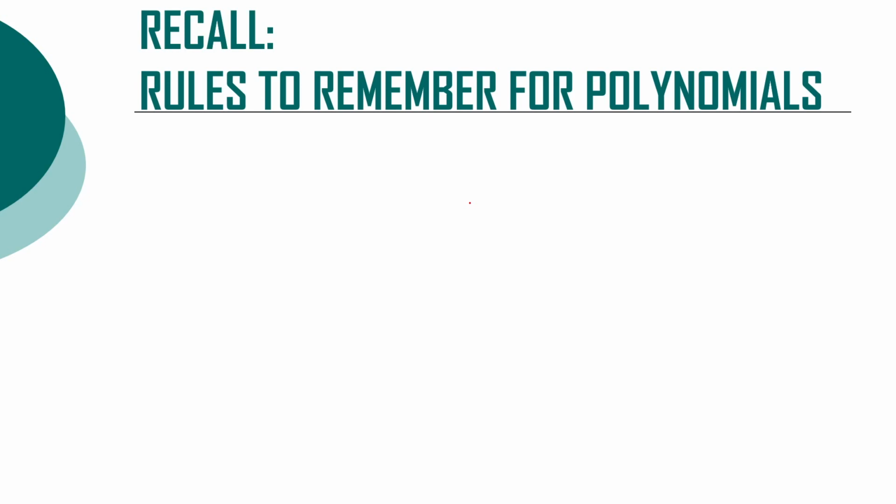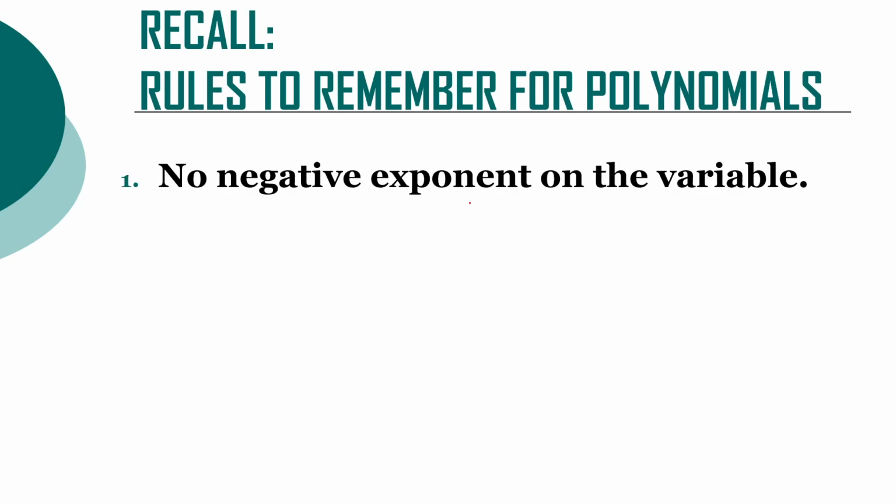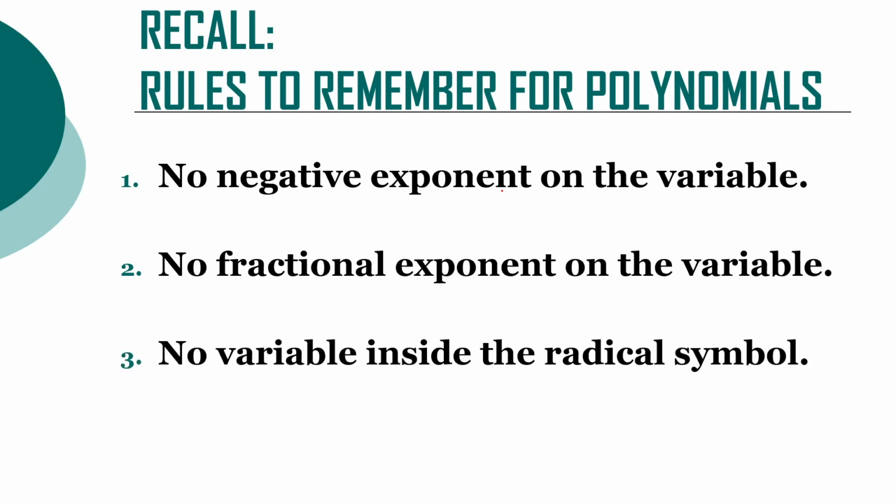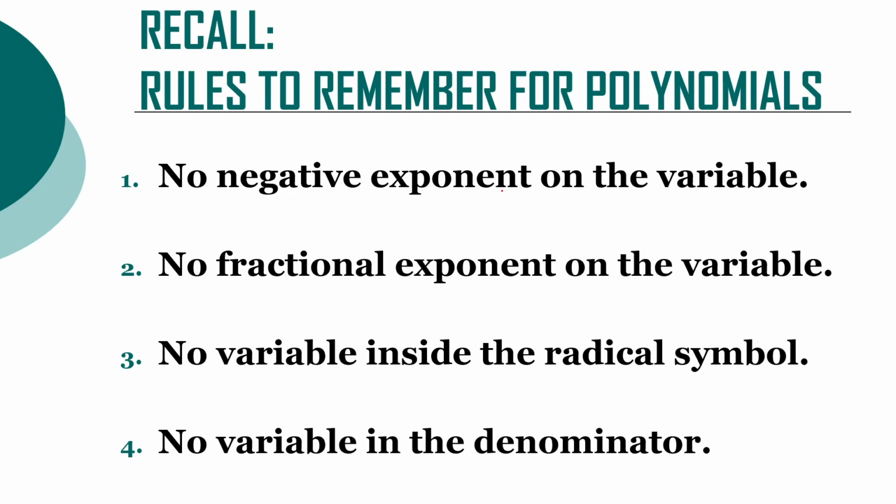Now, take note, for it to be a polynomial, there must be no negative exponent on the variable. Second, no fractional exponent on the variable. Third, no variable inside the radical symbol. And lastly, no variable in the denominator. So take note, these are the rules that we need to remember to identify polynomials.